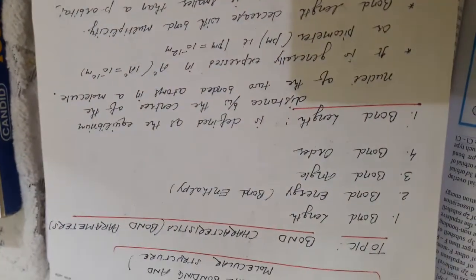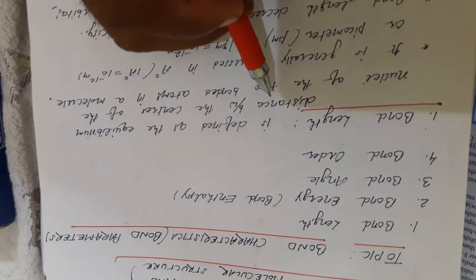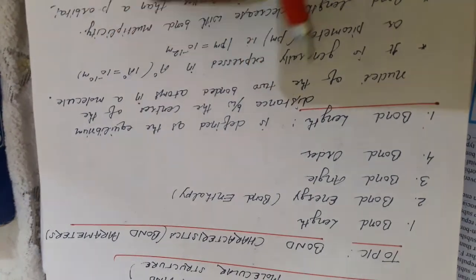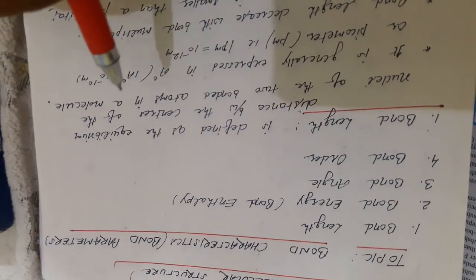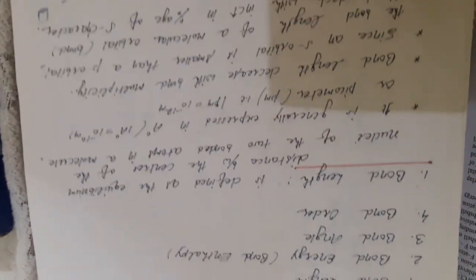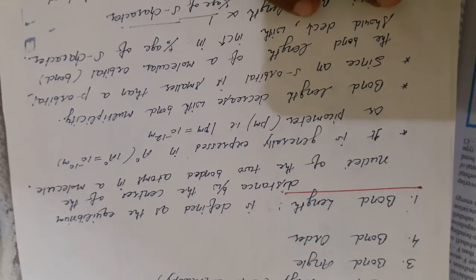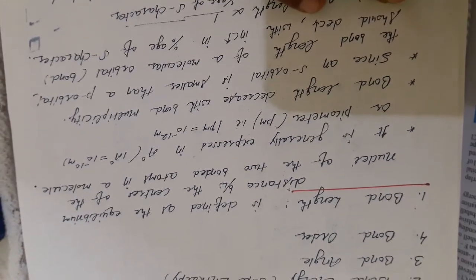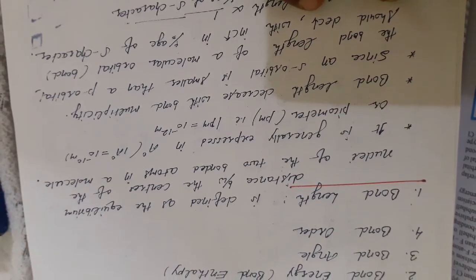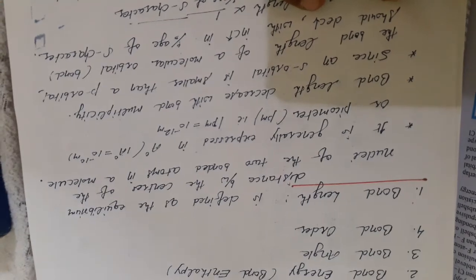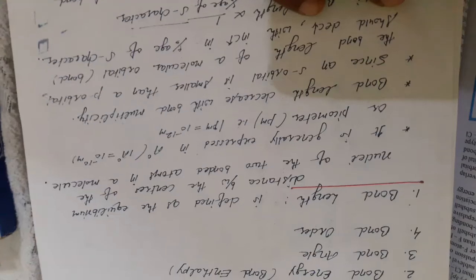First is bond length. Bond length is defined as the equilibrium distance between the centers of the nuclei of the two bonded atoms in a molecule. And there are some characteristics about the bond length. First, it is generally expressed in Angstrom, and 1 Angstrom is equal to 10 raised to minus 10 meter, or picometer. So 1 picometer is 10 raised to minus 12 meter.